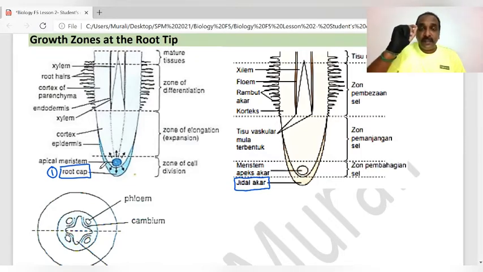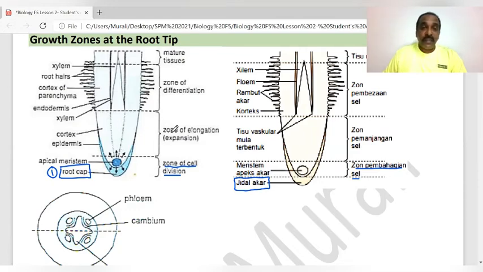So the zone pembahagian ini selnya sangat nipis, easily can get damaged. So to protect the cell, the meristem cells, so kita ada root cap. Root cap untuk melindungi apical meristem dia atau meristem apex dia. So meristem apex is sel-selnya sangat nipis. As I said, dia hanya ada sel primary cell wall. Primary cell wall tak kuat, easily can damage. So this is root cap. Right after the root cap is the zone of cell division. So zone pembahagian sel. Right after the root cap, jidal akar.